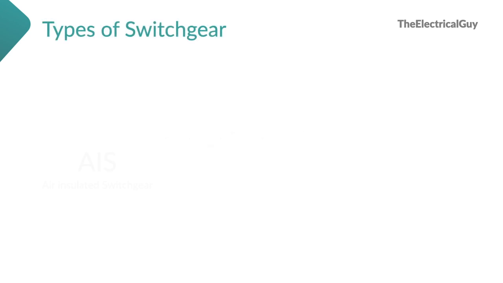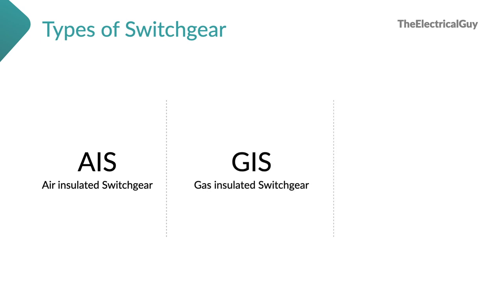So first and the most common type of switchgear used is AIS, also called air insulated switchgear. Then the next one is GIS, which is called gas insulated switchgear. And the third one is MTS, that is mixed technology switchgear. Now this mixed technology can also be called hybrid switchgear.